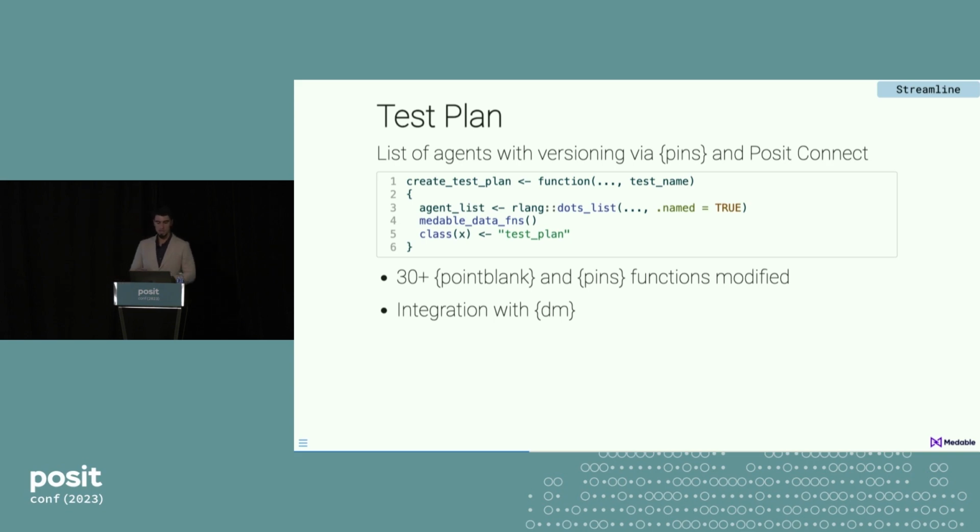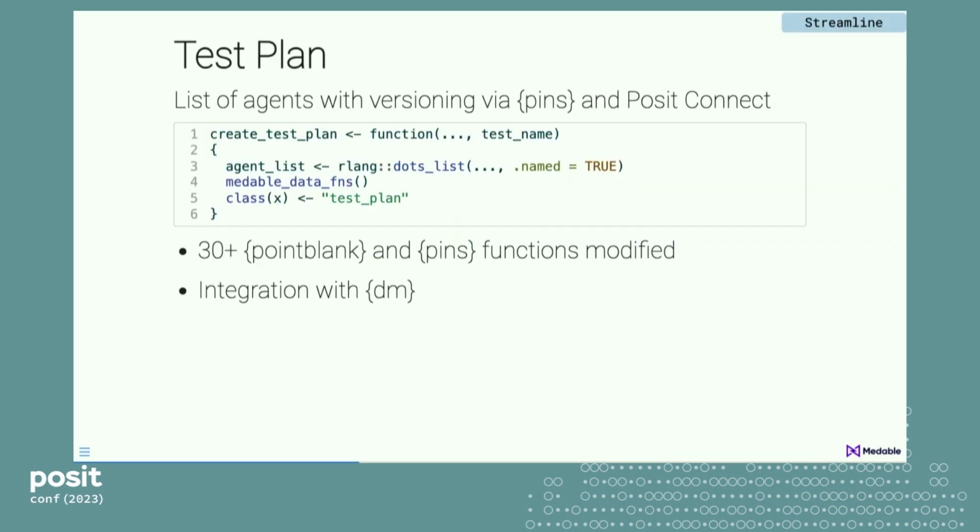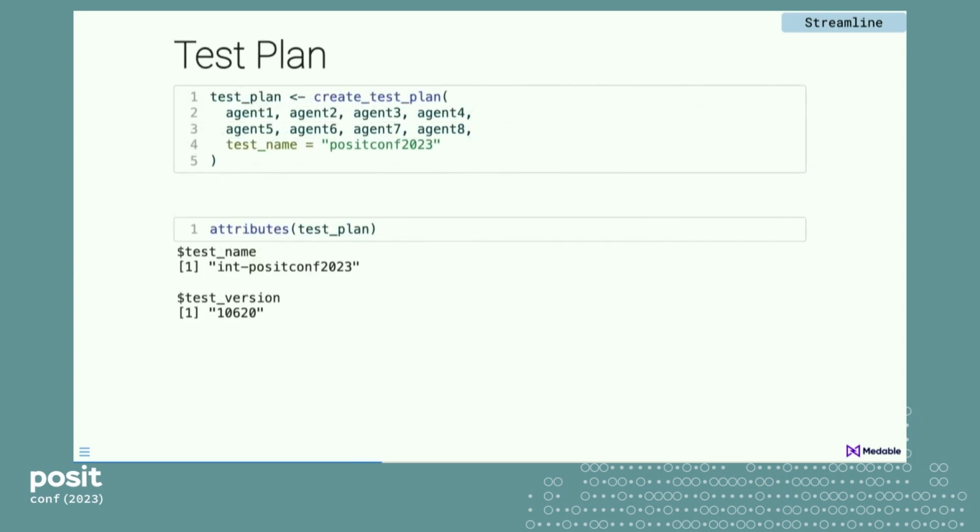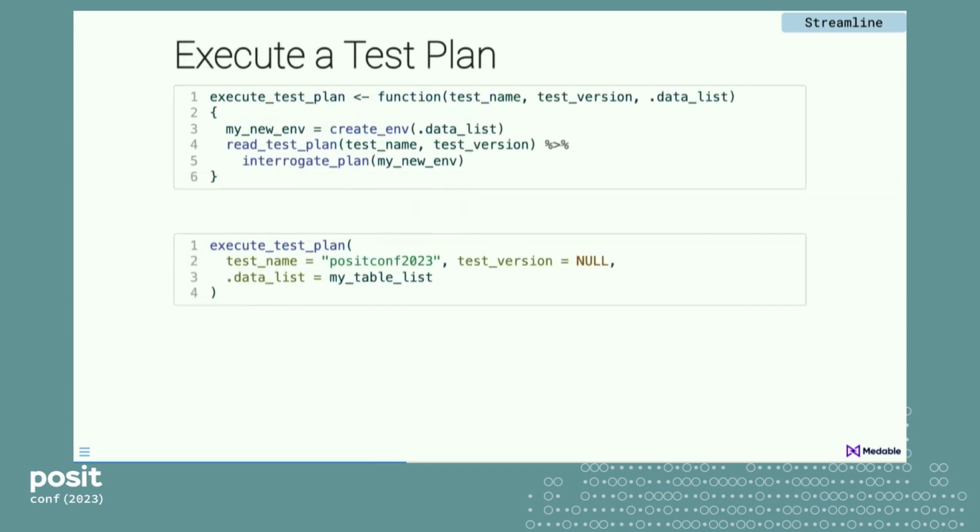So in the background, this is a very simple concept, but we modified lots of pointblank and pins functions to actually do what we wanted to do with this. And also, we integrated it with the dm package, which we use for our data modeling needs. So when we want to create a test plan, it's very straightforward. You pass in your individual agents, and then you pass to it also a test name, which we will reference later on. Some of the data that gets stored with the test plan are the name that we just passed through, as well as the test version that we get from pins and Connect, and I'll share that very briefly.